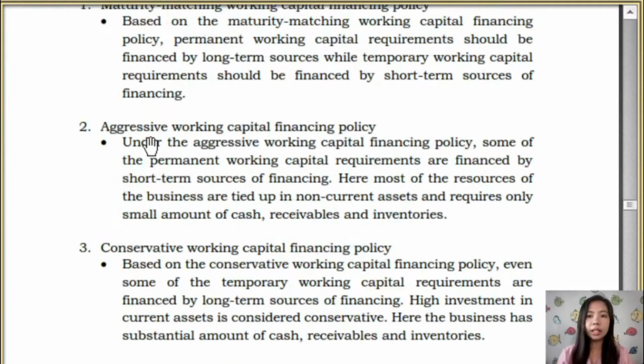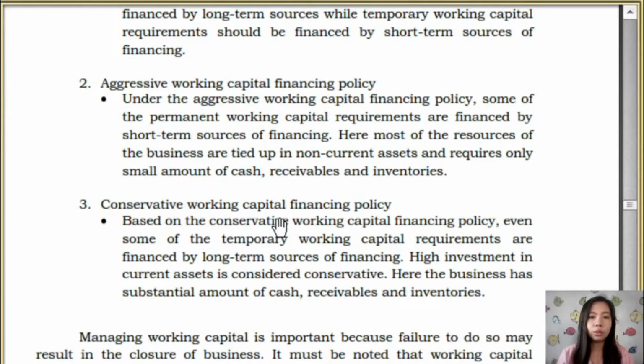Next is the aggressive working capital financing policies. In aggressive working capital financing policy naman, ang tatandaan naman natin dito, yung permanent working capital niya, since aggressive siya, i-finance niya ng short-term sources. So, yun yung pipiliin niya. And dito, kay aggressive, most of the sources daw po ng business ay tie up sa non-current assets. Ano ba yung mga non-current assets natin? Yung hindi madaling ma-turn into cash, such as machineries, equipments, land. Okay? And requires only small amount of cash. Okay? So, small amount lang ng mga current assets.